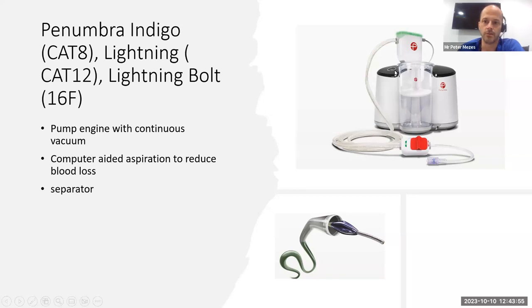The upgrade with this is that it uses a little computer-aided technology at the top, which monitors if the catheter is in free flow and stops the aspiration to reduce blood loss. It also comes with an inner catheter called a separator, which helps to suck in any larger clots which would block the inflow to the catheter. And it is already due to have another upgrade in the future, where I think it's already out in the United States, with an even larger 16 French catheter coming to the market, and even some improvement with the computer-assisted aspiration.